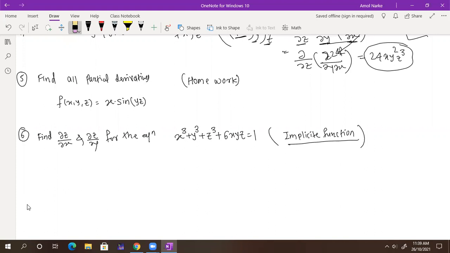Implicit function means you cannot find one variable in terms of another variable. So here you cannot write x in terms of y and z, y in terms of x and z, or z in terms of x and y. It is not possible. So what can we do, sir? Differentiate both sides by dx, and differentiate both sides by dy. Okay, so let's do it.